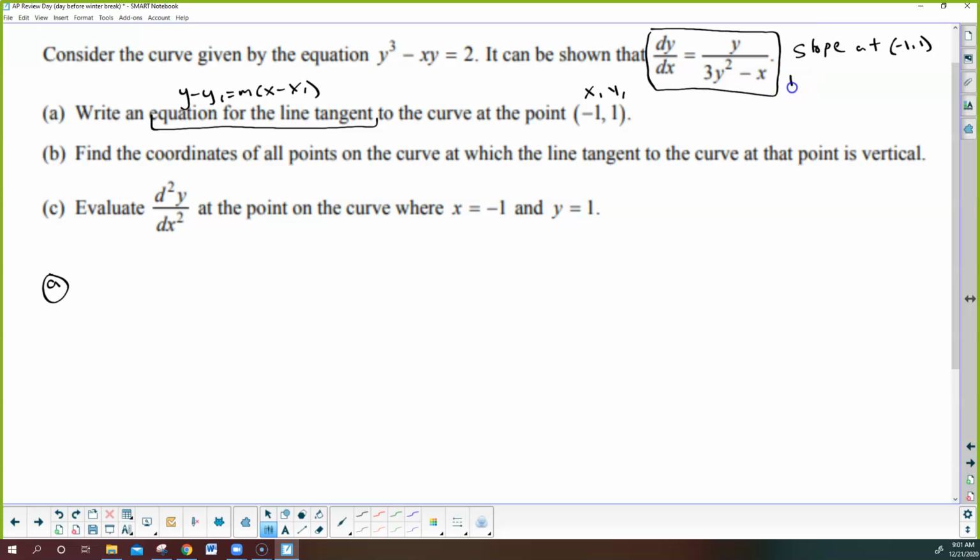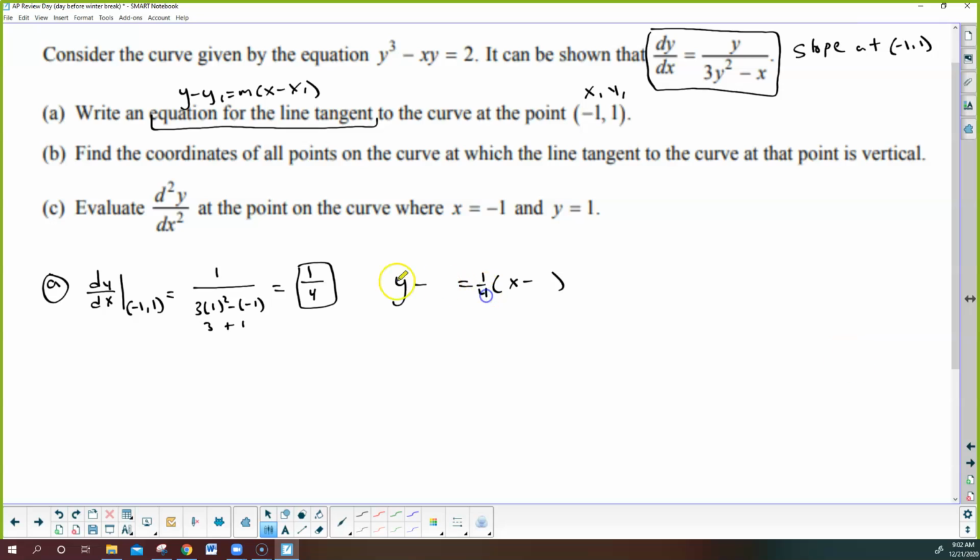So I'm going to do that first, and actually let's do it down here. And your notation doesn't have to match mine perfectly, but this is the notation they use for the slope at this point. And then all we're going to do is wherever I see a y, we're going to put in 1. Wherever there's an x, we're going to put in -1. And then simplify. And when you simplify, you end up with 3 plus 1, or 1/4. So there's my slope.